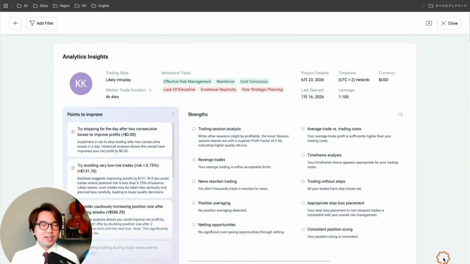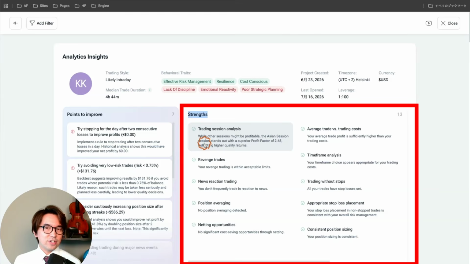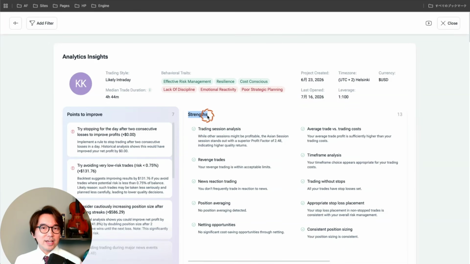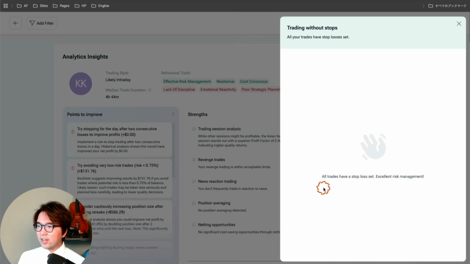Once you load your data, the AI instantly strips your trading bare. To start with what we can read here, please take a look at the strength section in the center of the screen. The AI accurately recognizes that I am a pure technical trader who excludes the fundamentals, which is showing over here, news reaction trading. You don't frequently trade in reaction to the news. And it also praises my strict risk management of avoiding trades during the news release and setting a stop loss on every single trade, which is right over here, trading without the stop loss.